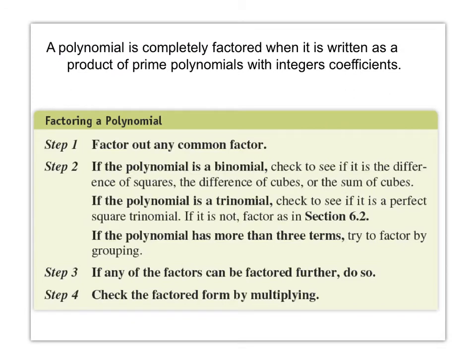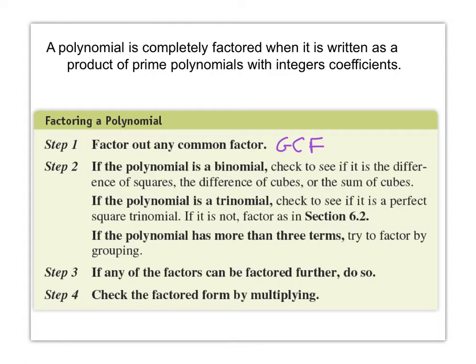A polynomial is completely factored when it is written as a product of prime polynomials with integer coefficients. When you're factoring a polynomial, your first step is to factor out any common factor. The first thing we're looking for is the GCF. Step number 2 is to look if the polynomial is a binomial. If it is a binomial, you want to check to see if it's a difference of squares, the difference of cubes, or the sum of cubes, and use the appropriate model formulas to factor.